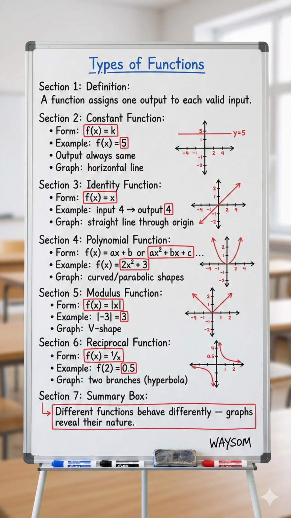At the bottom, you will notice a summary. Different function rules create different output patterns, and graphs help visualize this behavior. So on this single board, you can see forms, examples, and graph sketches. Together, they give a clear overview of how functions differ.